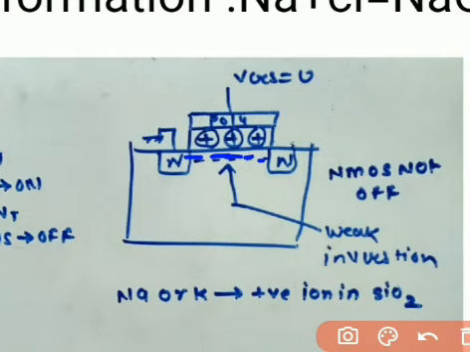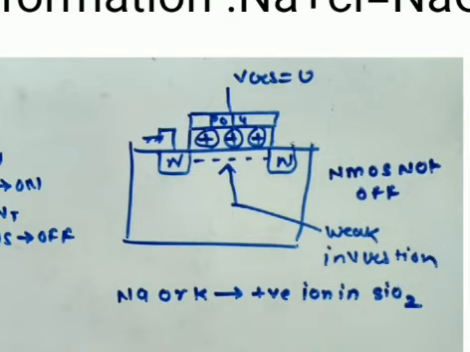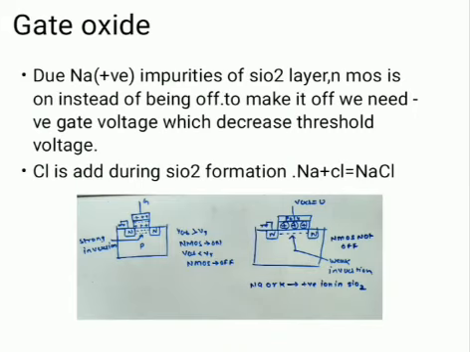So this channel formation will be treated as weak inversion. So instead of the device being off, it will be treated as an on condition. So there is a problem due to this oxide impurity. So this is why our gate oxide should be very pure so that this type of problem will not occur in our device. This is all about the gate oxide, and this is all about the use of oxidation in our fabrication process.